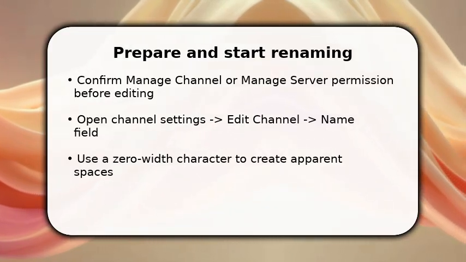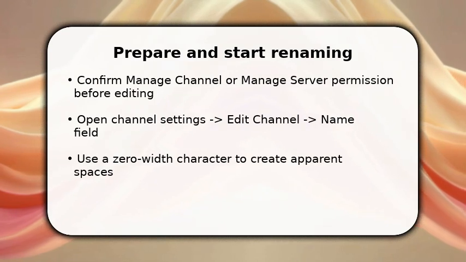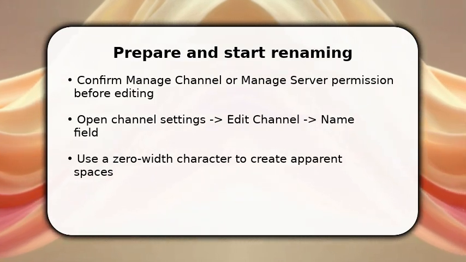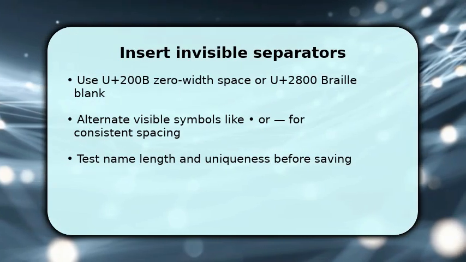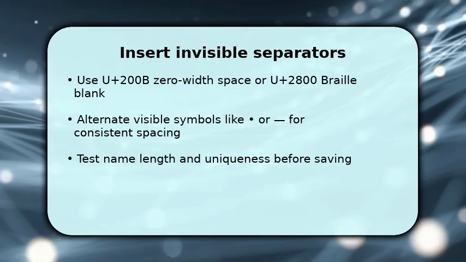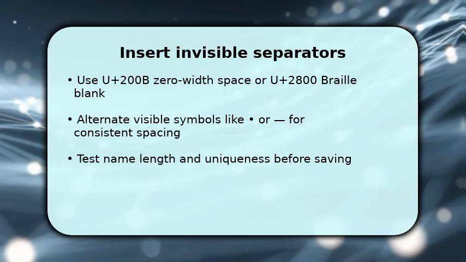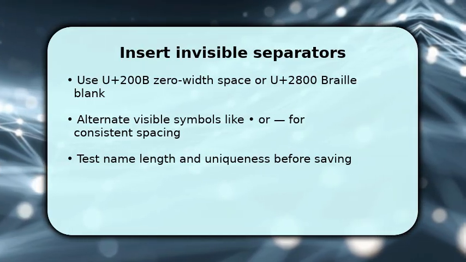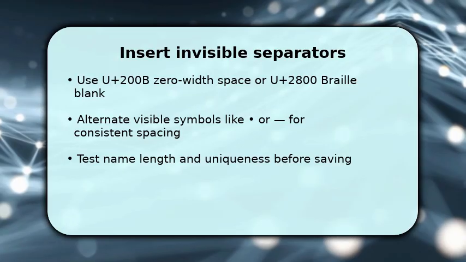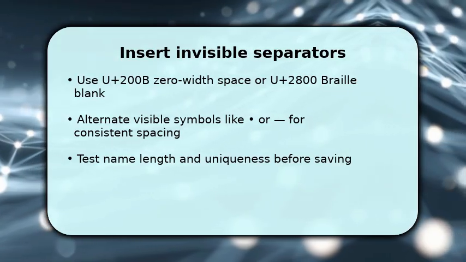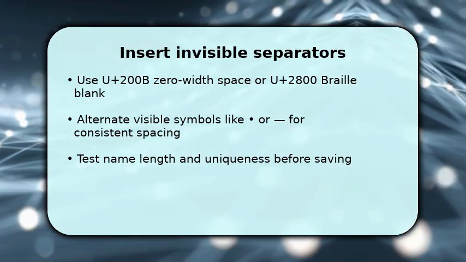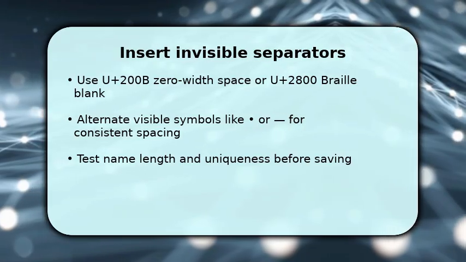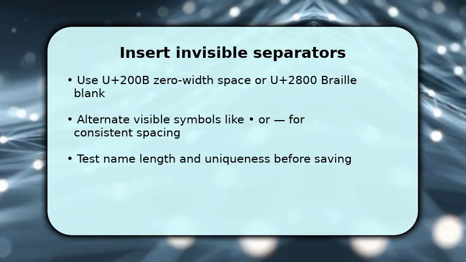Now create the visual spacing pattern. Place zero-width spaces where you want breaks and alternate with visible separators if you need obvious gaps. For consistent results across devices, consider the Braille blank, U+2800, or a narrow visible symbol like a middle dot. Those render more predictably. Once you've constructed the name, check that it remains unique within the server and does not exceed character limits.